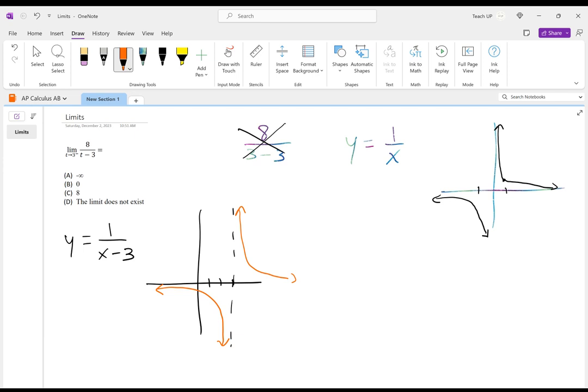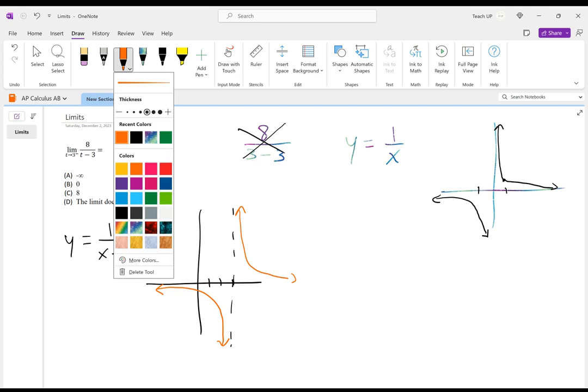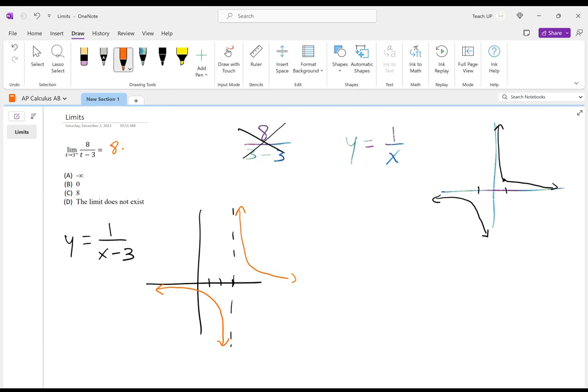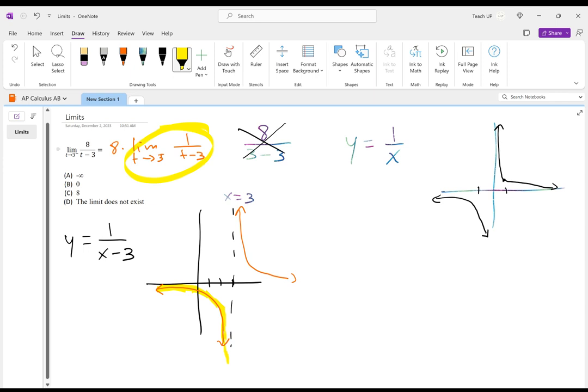We do not need to know what that looks like, because here all I've got to do is pull that 8 out of the limit, find the limit of this function, and then whatever I get, I'm going to multiply that by 8. And because I have the graph in front of me, all I've got to do is see as we're getting closer and closer to x equals 3. So let me write this as x equals 3. As we're getting closer and closer to this value, our function is getting closer and closer to negative infinity, which means this entire thing here is going to negative infinity.